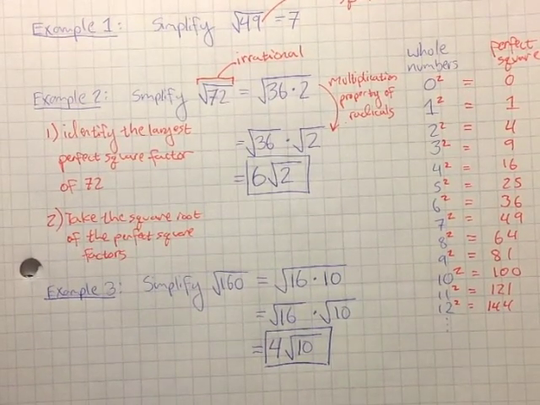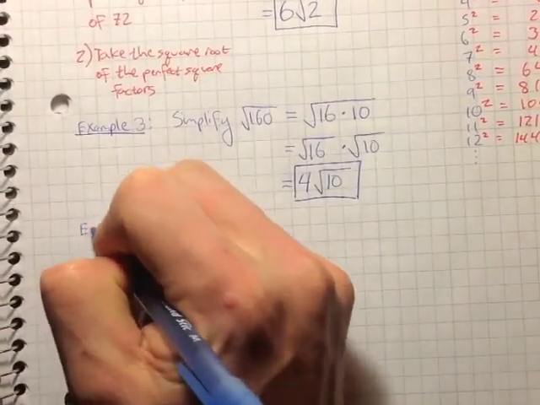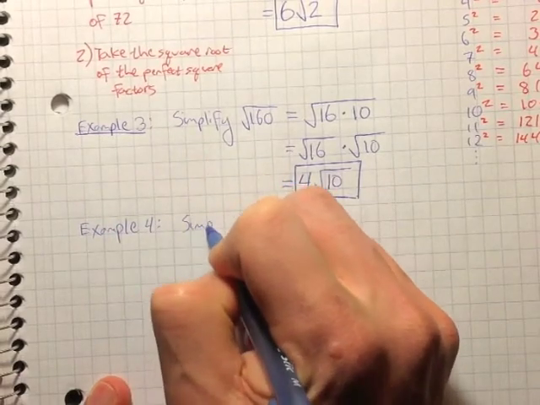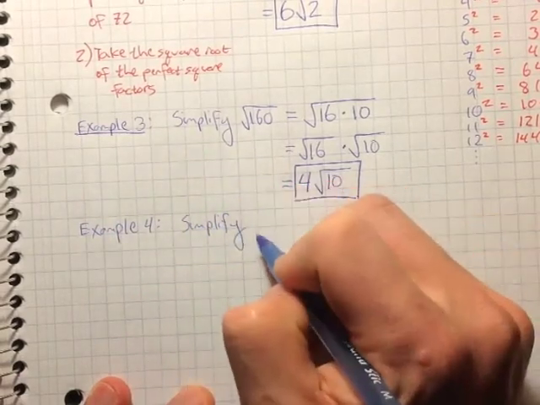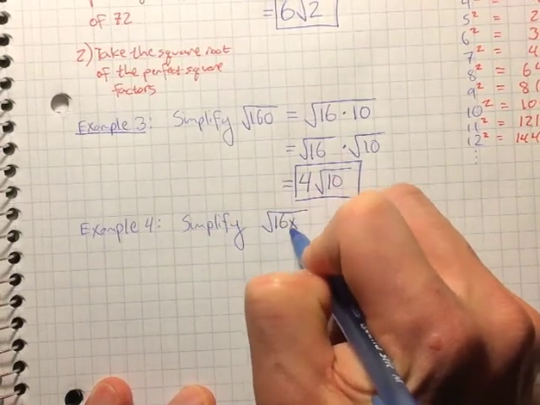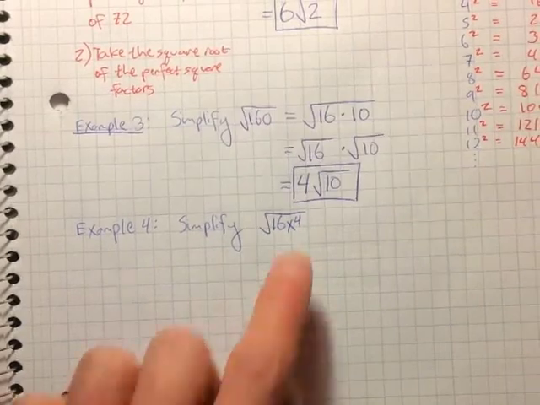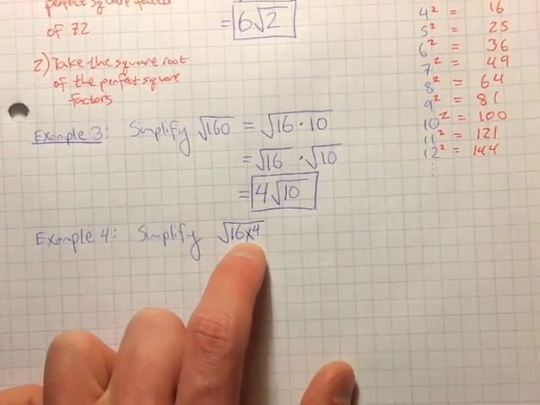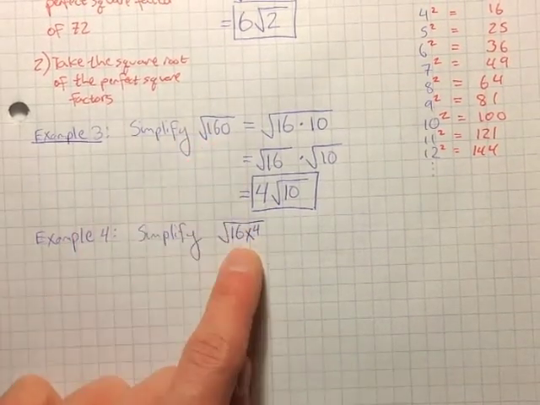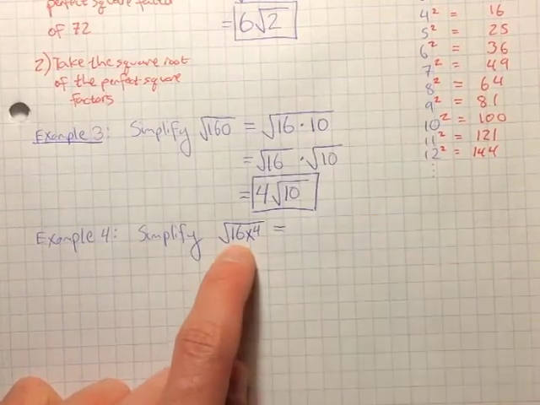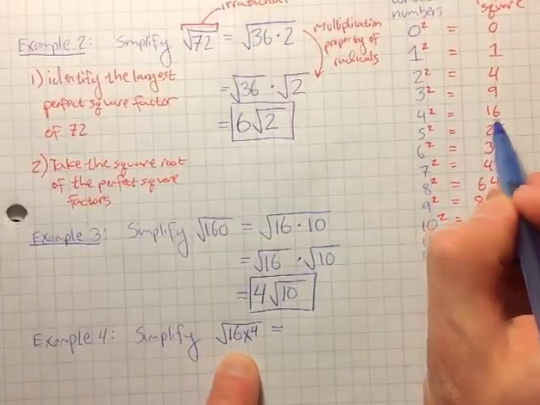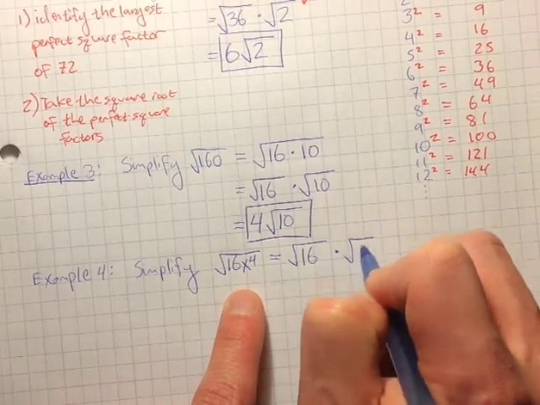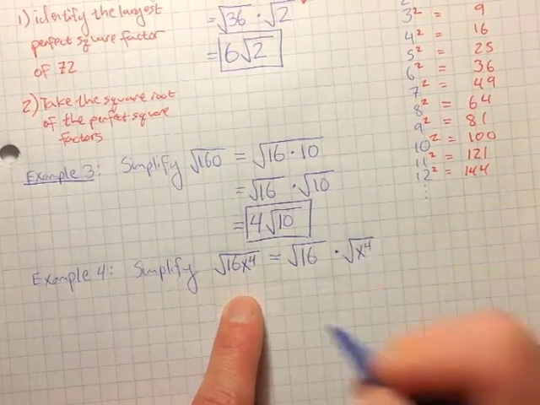Okay? Now let's take a look at a slightly more challenging example, and you tell me why it's more challenging. Simplify, let's say, square root of 16x to the 4th. Why is it more challenging? Well, because now we have an x in there. We have an unknown, a variable. Well, it turns out the way to simplify this is exactly the same as what we did up here. Okay. First thing, the 16 is obviously a perfect square. So that's going to be easy to deal with. So if I split this up into square root of 16 times square root of x to the 4th, that'll be easy enough.